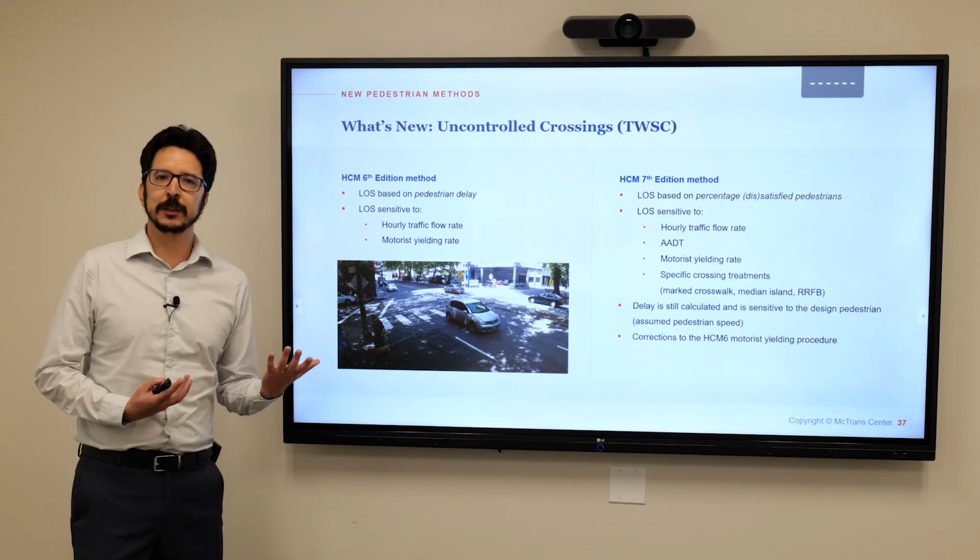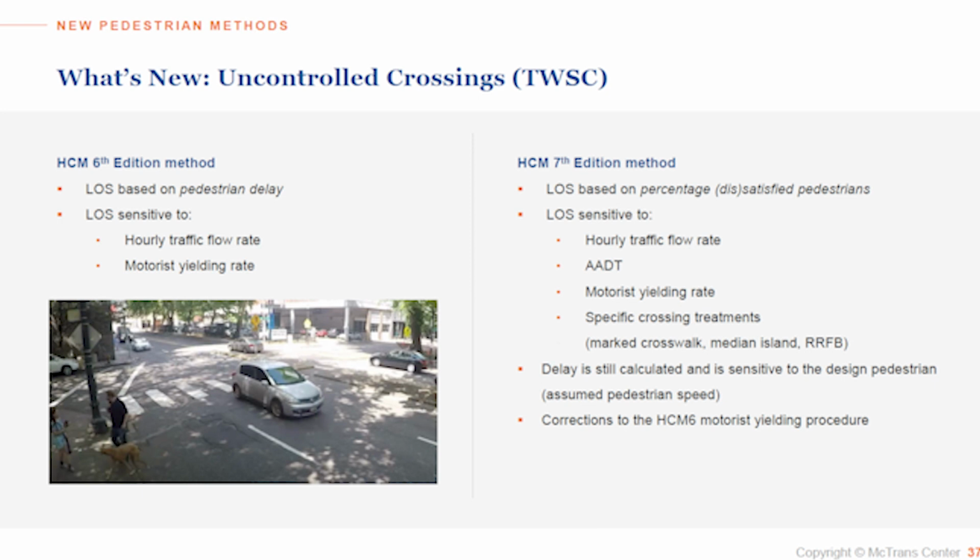What we have in the 7th edition is now, level of service is defined by the proportion of dissatisfied pedestrians. And now we have a few more parameters that we can plug into the equations. For example, we still keep the hourly flow rate, but we can also consider the AADT, or annual average daily traffic, in our major street. We still consider motorist yield rate, and we can also consider effects of different safety treatments that we'll be talking about in a moment. For example, crosswalks or flashing beacons or halt signals.